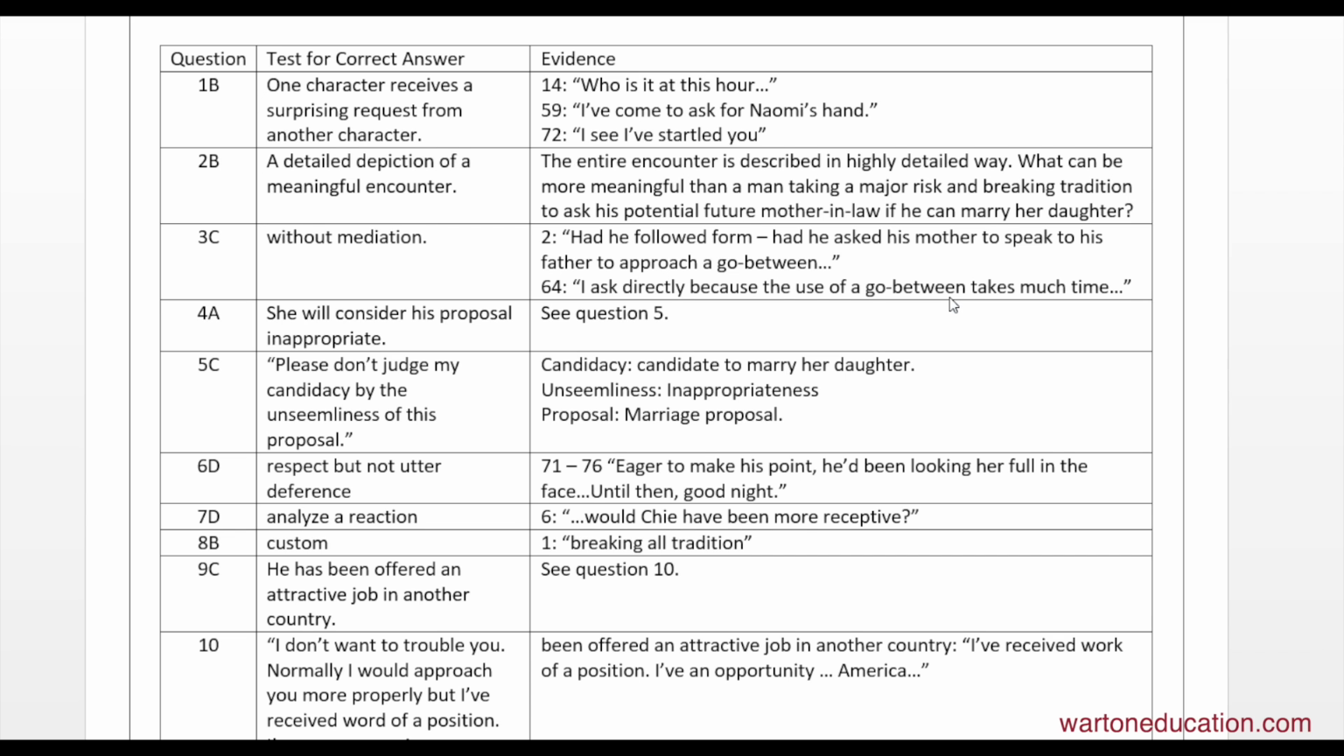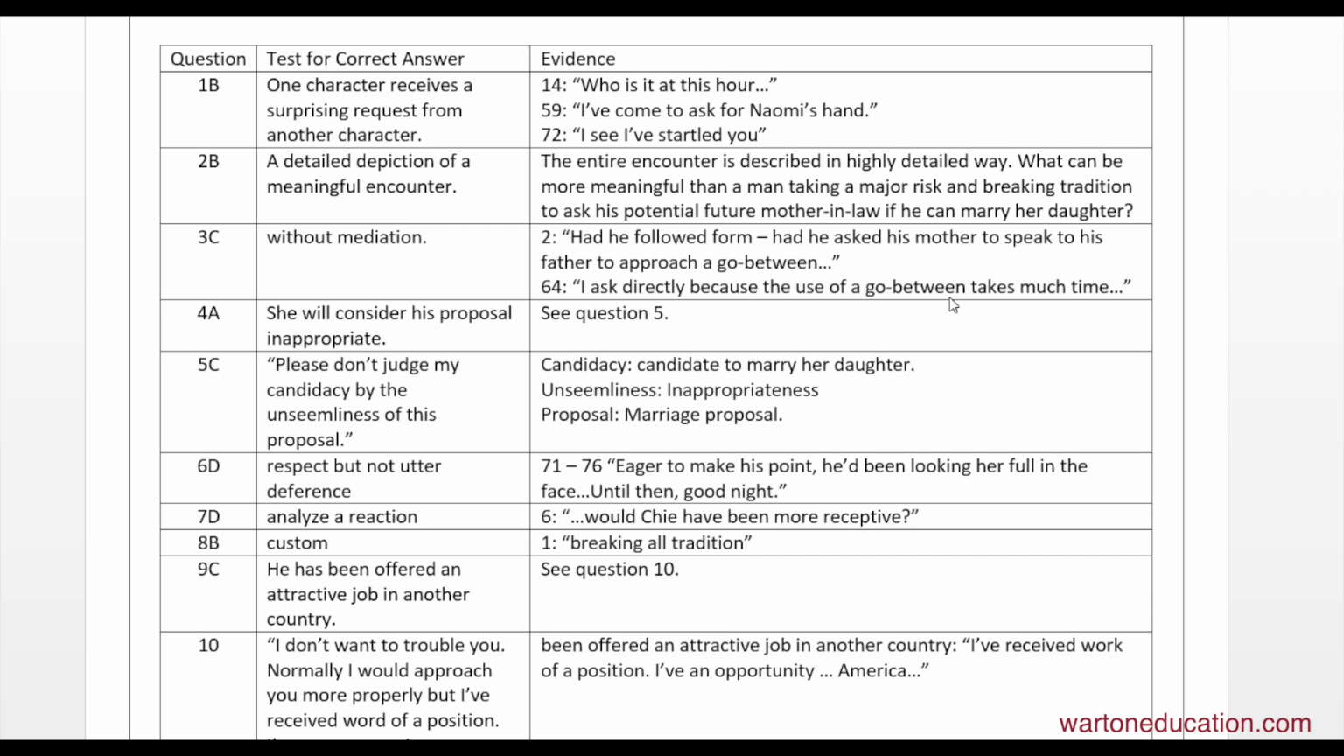Question 5c, please don't judge my candidacy by the unseemliness of this proposal. Candidacy is obviously, he's a candidate to be married to Chia's daughter, to Naomi. Unseemliness is inappropriateness, and the proposal is, you know, his marriage proposal. So you can see again, it's perfectly reflected by what has happened in the text.